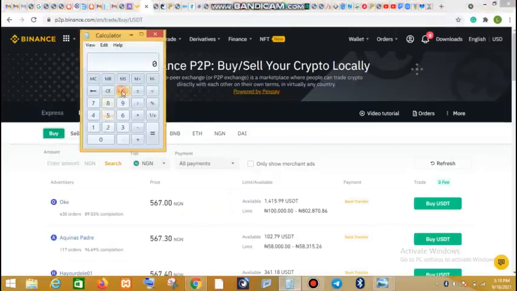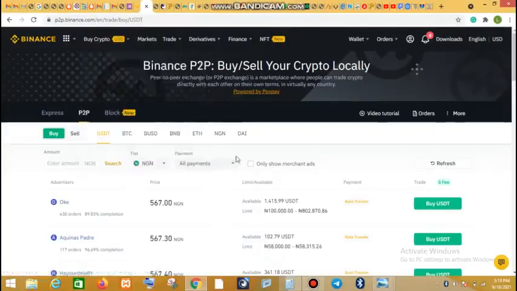51 multiplied by 568. So that means you are having 28,968 naira if you have put it in US dollar. But since you have it in naira, the value has reduced drastically in price. Alright, so now let's go back to this platform.